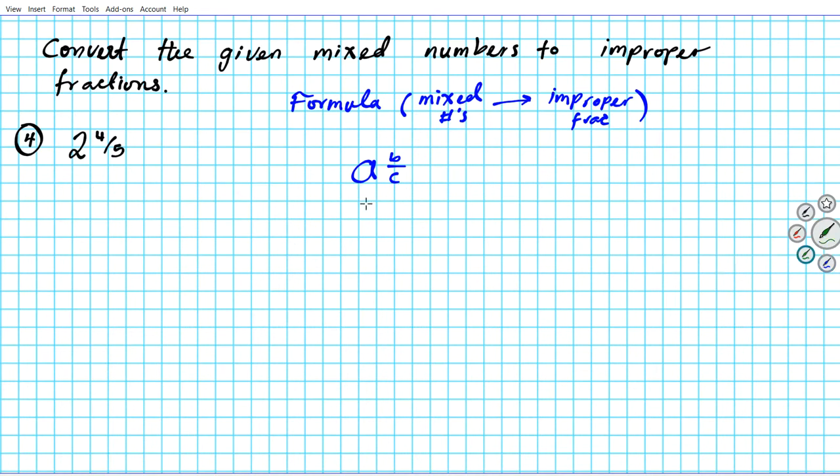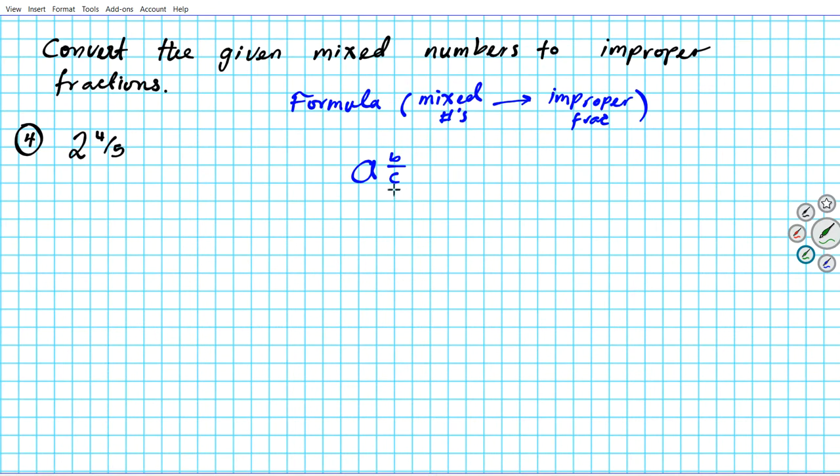Remember how you check your division problems in our previous tutorial? That's basically what we're doing right here. We're trying to generate what the dividend is and put it over the denominator. That's basically what we're doing.